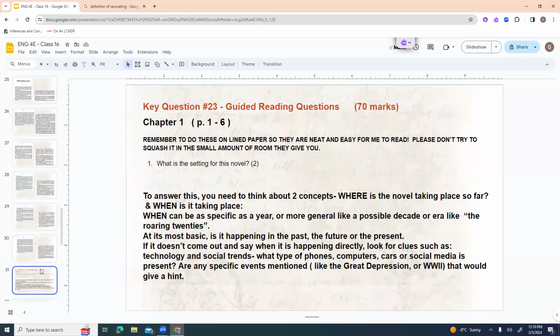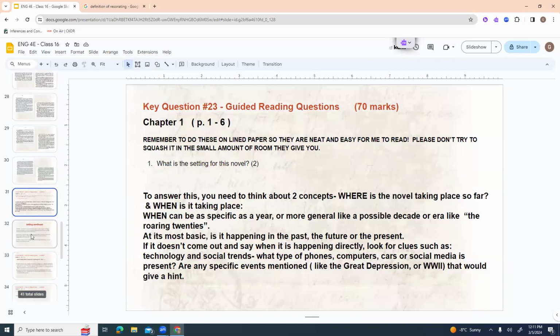Remember that setting is two concepts. Where is the novel taking place? And when is it taking place? When can be very specific, like a year, or it can be more general, like a possible decade or era, like the Roaring Twenties. At its most basic, is it happening in the past or the future or the present? If it doesn't come out and say when it is happening directly, look for clues such as technology and social trends. What types of phones, computers, cars, or social media is present? Are there any specific events mentioned, like the Great Depression or World War II, that would give you a hint?